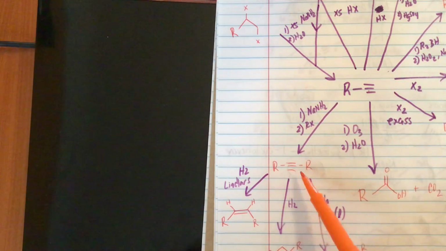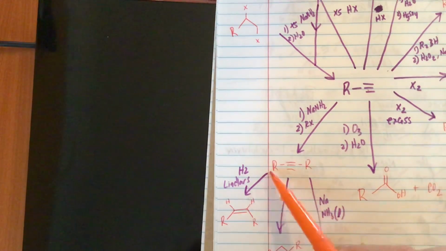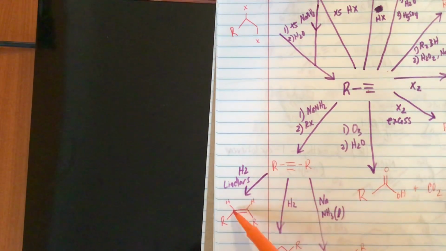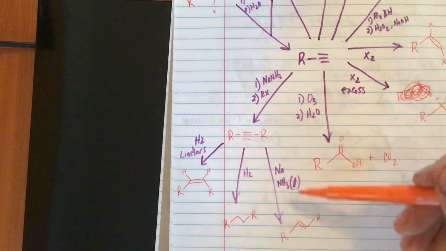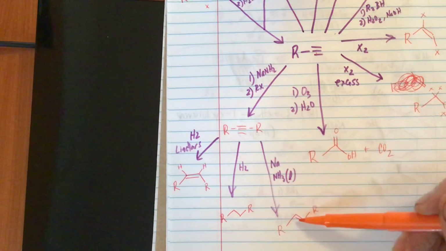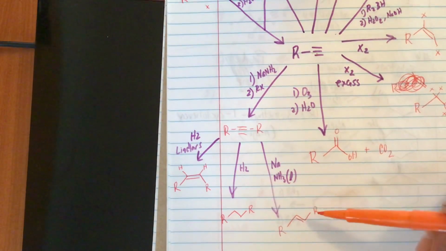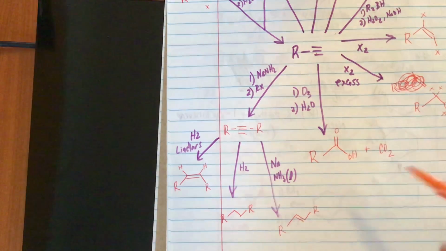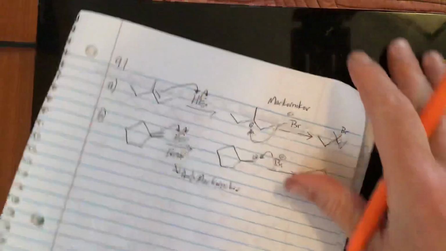So then if we did just hydrogen, excess hydrogen, that would give us our alkane. If we did hydrogen with Lindlar's catalyst, that's going to give us the cis addition of the hydrogens. And then if we do the dissolved metal reduction, that's going to give us the trans addition of hydrogen. Okay, that was number 3. Number 4.